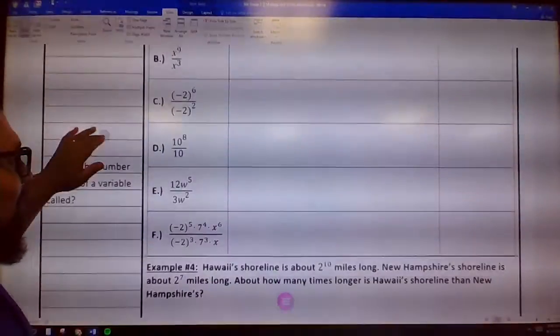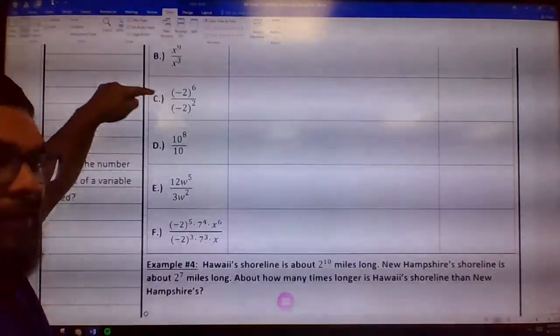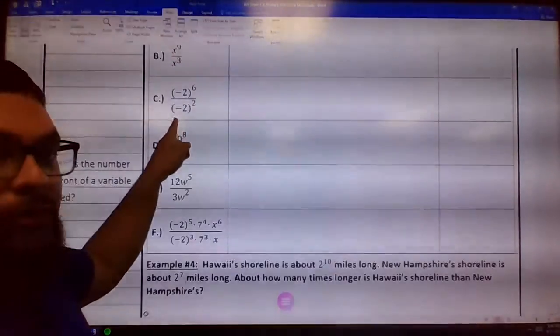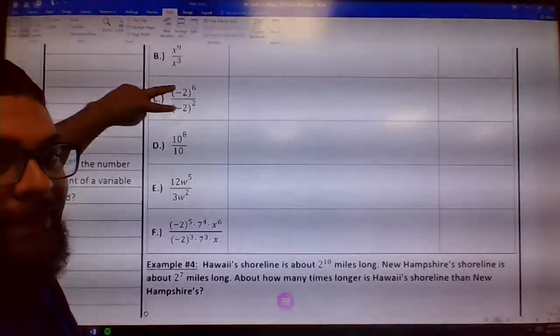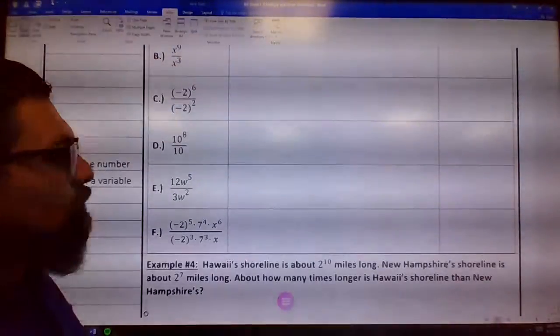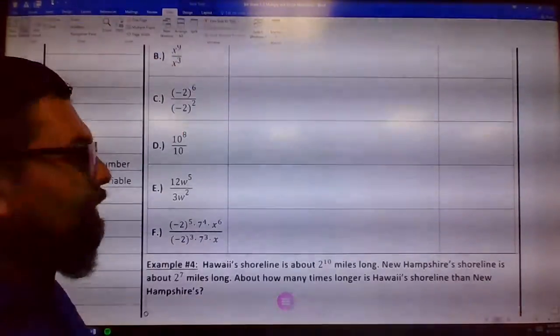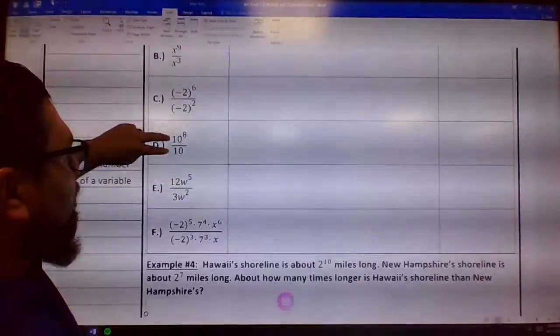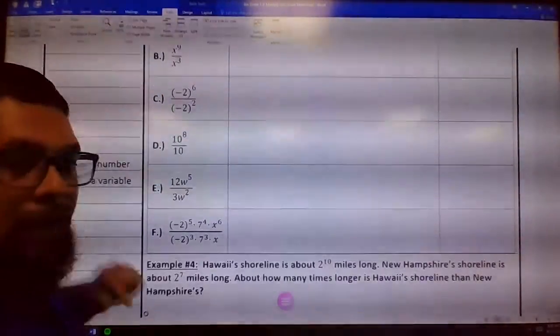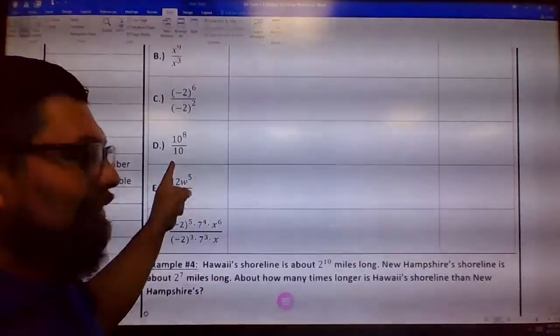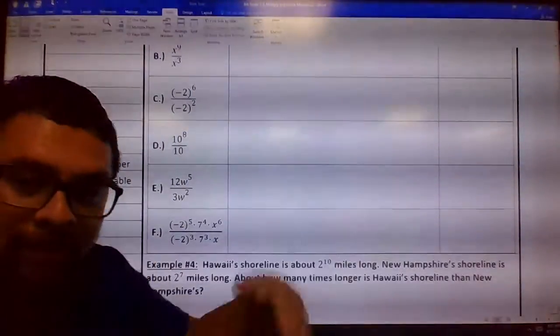Anyways, on this one too, the one that I made you guys do, remember this one? This one was negative 2 to the 4th, right? So see how it's the same base? So keep that the same. And then 6 minus 2 is 4. And then there's a 1 right here. So 10 to the 8th and then 10 to the 1st. So 8 minus 1 is 7. So that's why you got 10 to the 7th. Okay, that's a little trick for you guys.